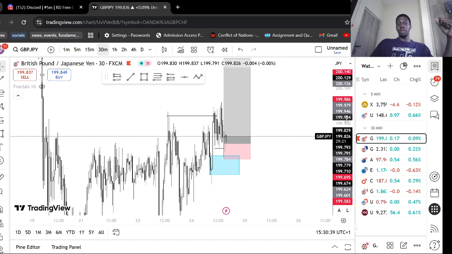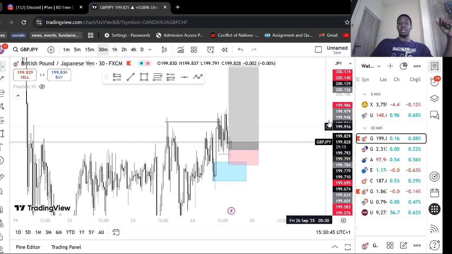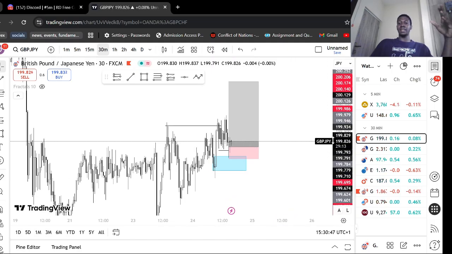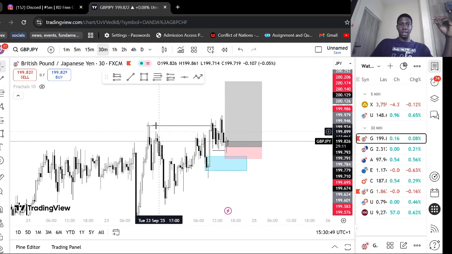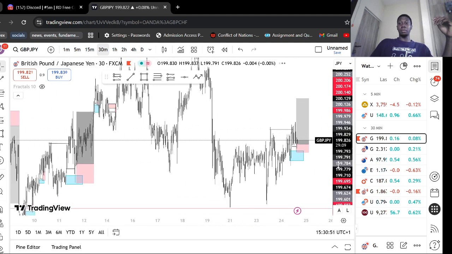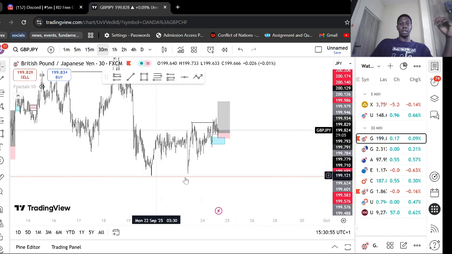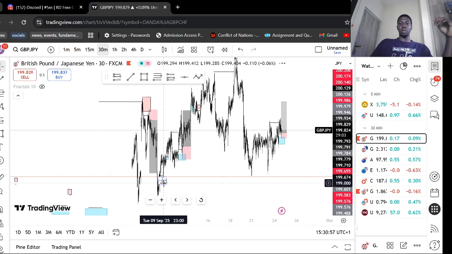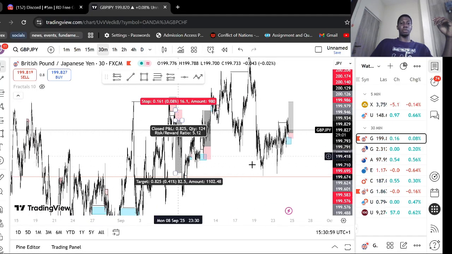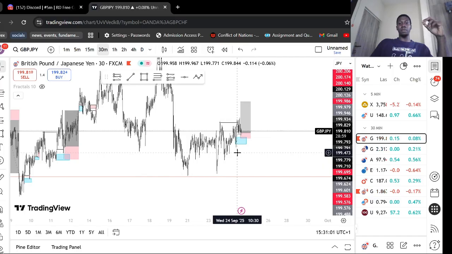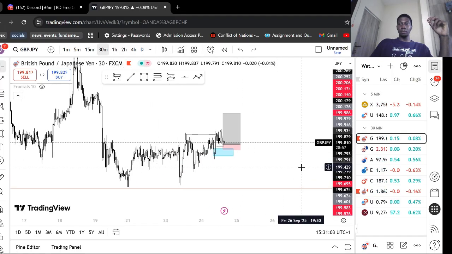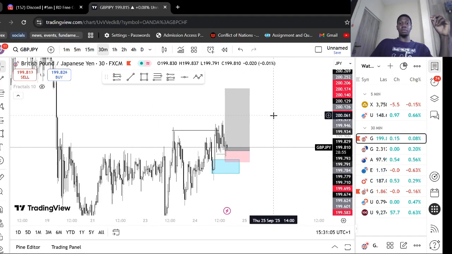So this setup was definitely not as clean as GBP CAD, but it carries the same concept. You can see GBP JPY, sorry, was also reacting off a key level here. You can see this support level. Price was constantly bouncing off and rejecting off it, showing that at least the level is important.